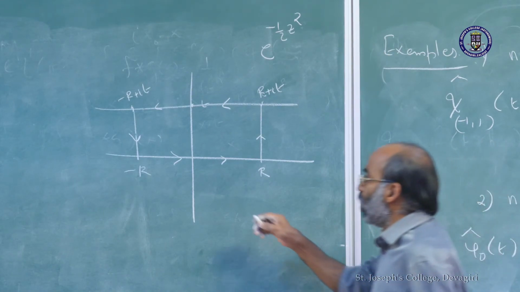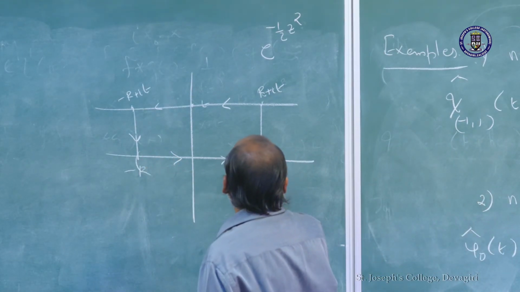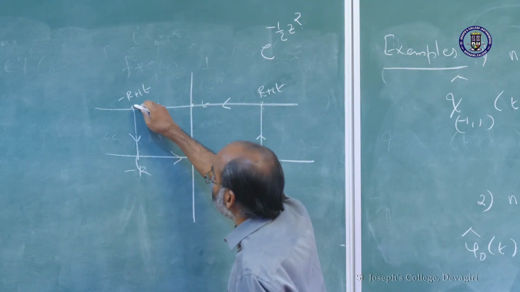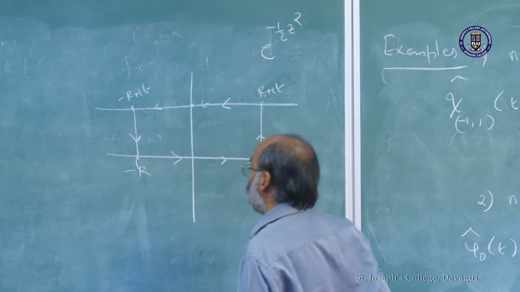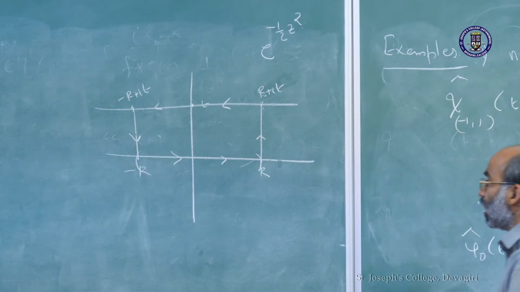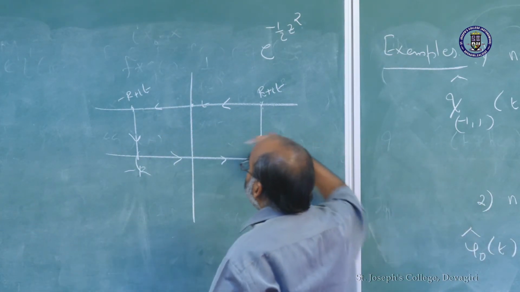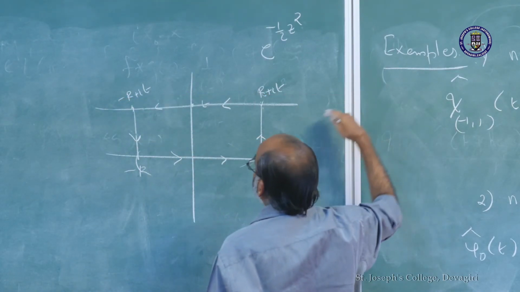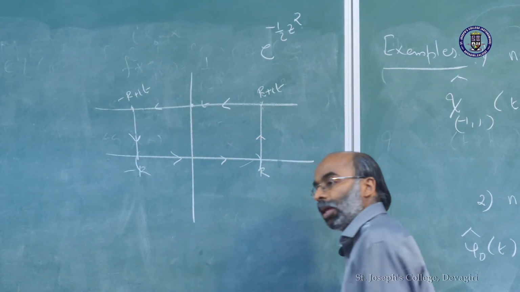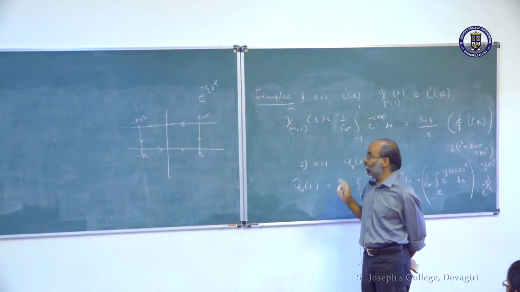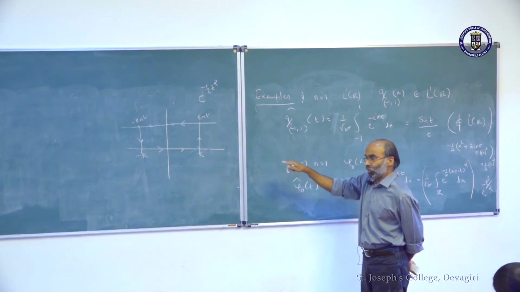So, the integral over minus R to R is the same as the negative of this integral, plus the negative of that integral, plus the negative of this integral. Then you prove that these two pieces will go to 0 as R goes to infinity, and so the integral over this line and the integral over this line will be the same. Have you seen this before? Well, if not, it is a good exercise.